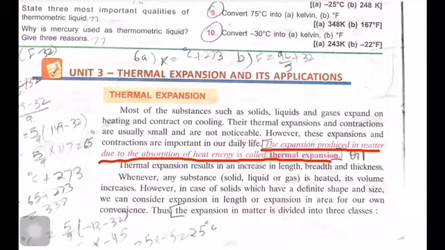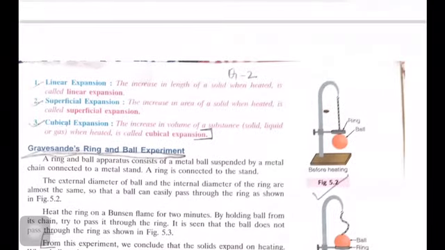The expansion of matter can be divided into three classes. There are three types of thermal expansion. Let us check them out. The first one is linear expansion, the increase in the length of the solid when heat is supplied. Earlier the length was this, and when we supplied the heat, the length increased to this much. This is your linear expansion.